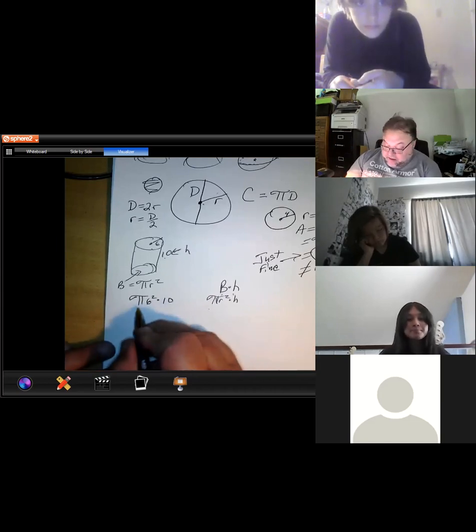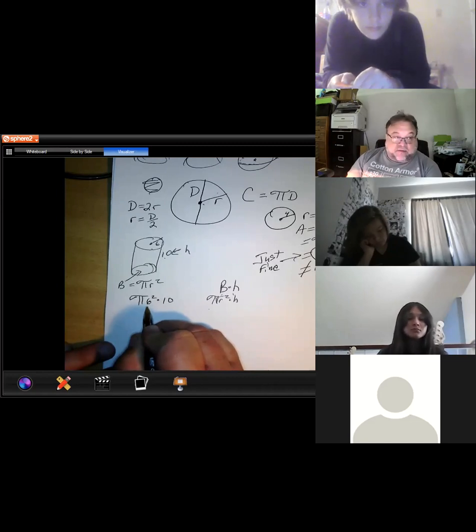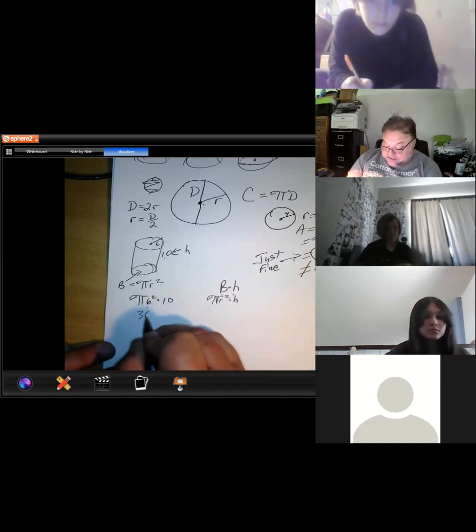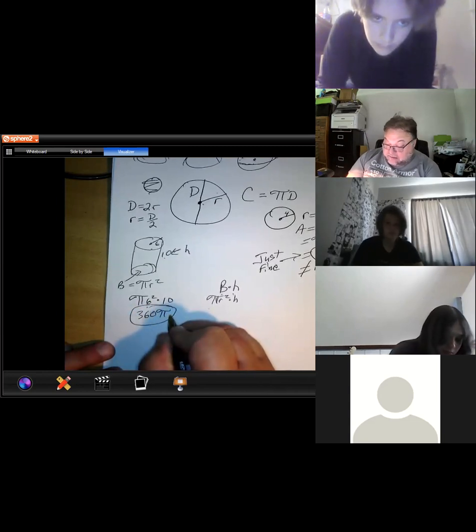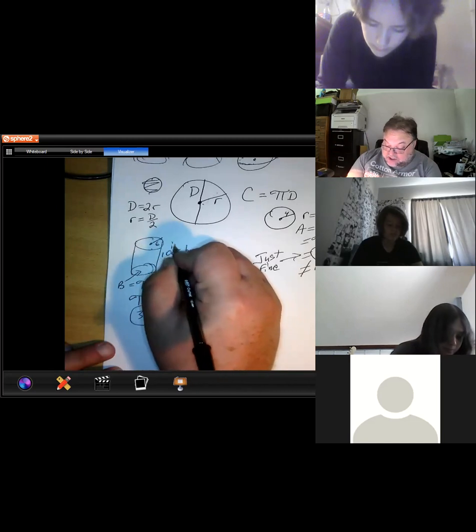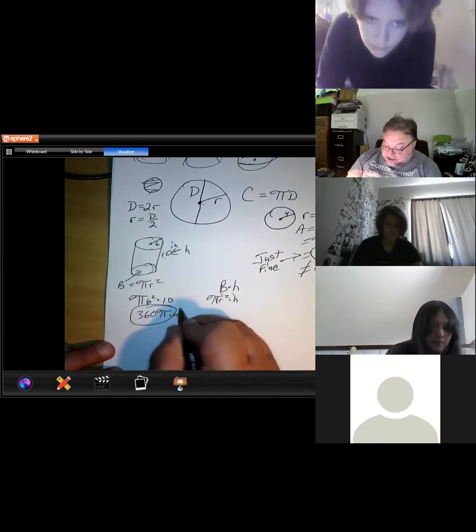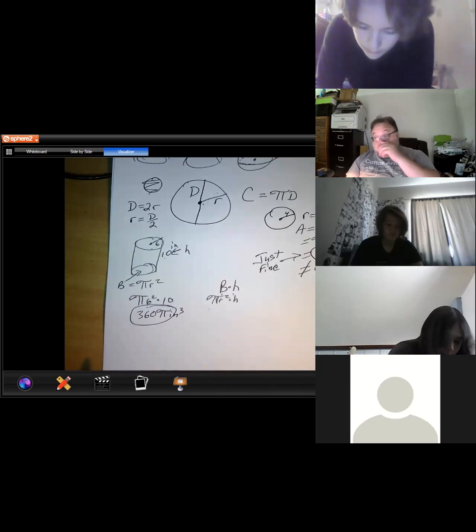Okay. So 6 squared is 36, times 10 is 360. Here is my answer. And if this was, say, inches, then I would say inches cubed. Right?